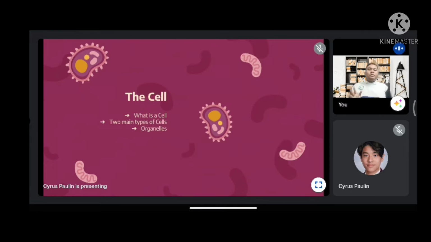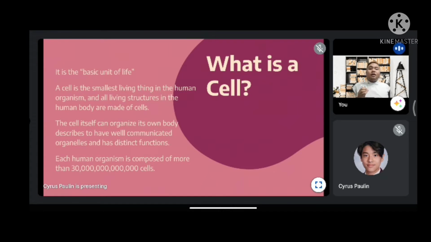So, let us first define what is a cell. The cell is a basic unit of life. A cell is also the smallest living thing in a human organism, and all living structures in the human body are made of cells. Actually, we are made up of 30 trillion cells. The cell itself can also organize its own body, described to have small, well-communicated organelles, and has distinct functions. And later, we will discuss what are those organelles.